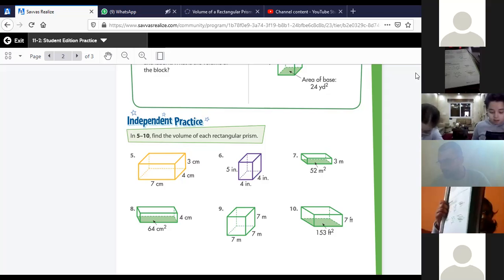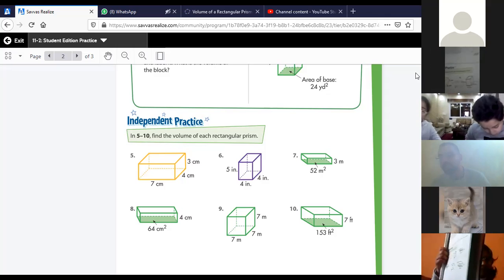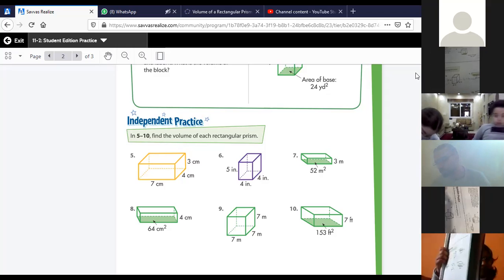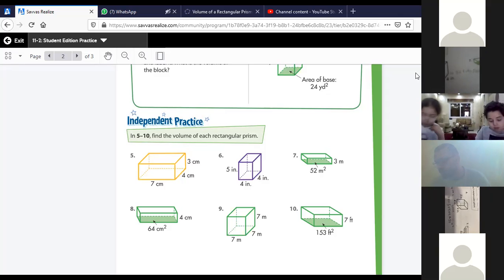Number 4, number 5. Number 5 and number 6. Yes, excellent. Excellent. Thank you. Teacher, number 6 is 80 inches. Yes, 80 inches cubed. Now, let's stop here and let me ask you a question.